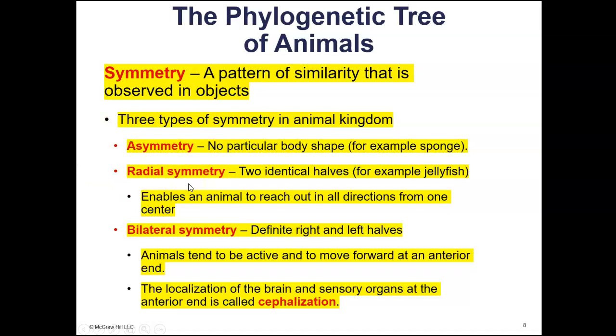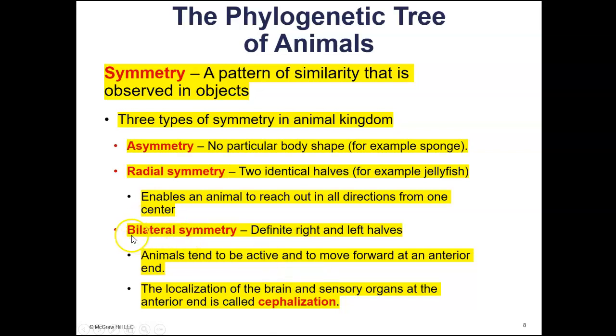Then there is radial symmetry. That means that you could take the animal and cut it into two identical halves in more than one way. So think about a jellyfish. I could make a vertical cut or a horizontal cut or a diagonal cut and get two identical halves. But I could not do that, for example, with a human or with an insect.